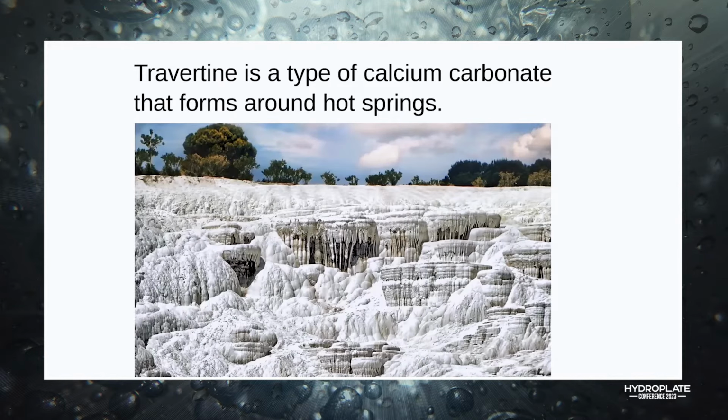Travertine is a type of calcium carbonate that precipitates out of hot water and forms these interesting crustal shapes around hot springs.